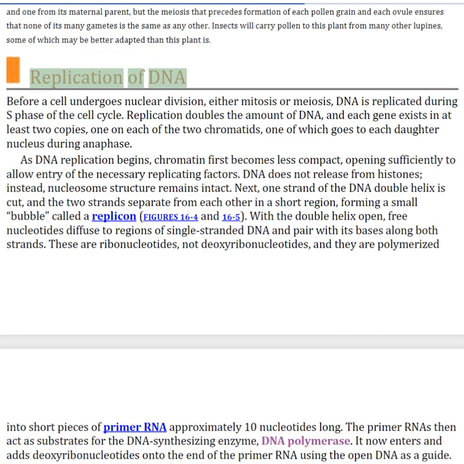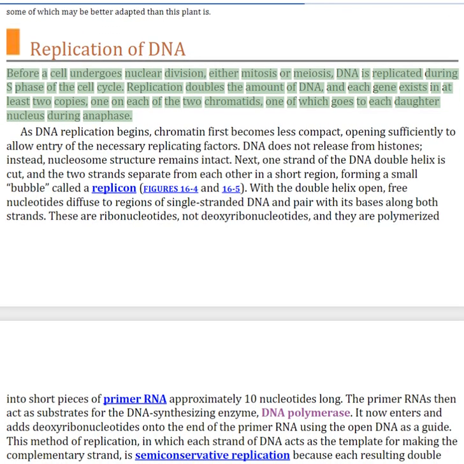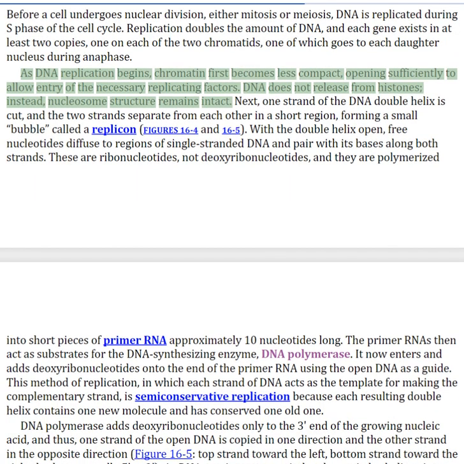Replication of DNA. Before a cell undergoes nuclear division, either mitosis or meiosis, DNA is replicated during S phase of the cell cycle. Replication doubles the amount of DNA, and each gene exists in at least 2 copies, one on each of the 2 chromatids, one of which goes to each daughter nucleus during anaphase. As DNA replication begins, chromatin first becomes less compact, opening sufficiently to allow entry of the necessary replicating factors. DNA does not release from histones; instead, nucleosome structure remains intact.